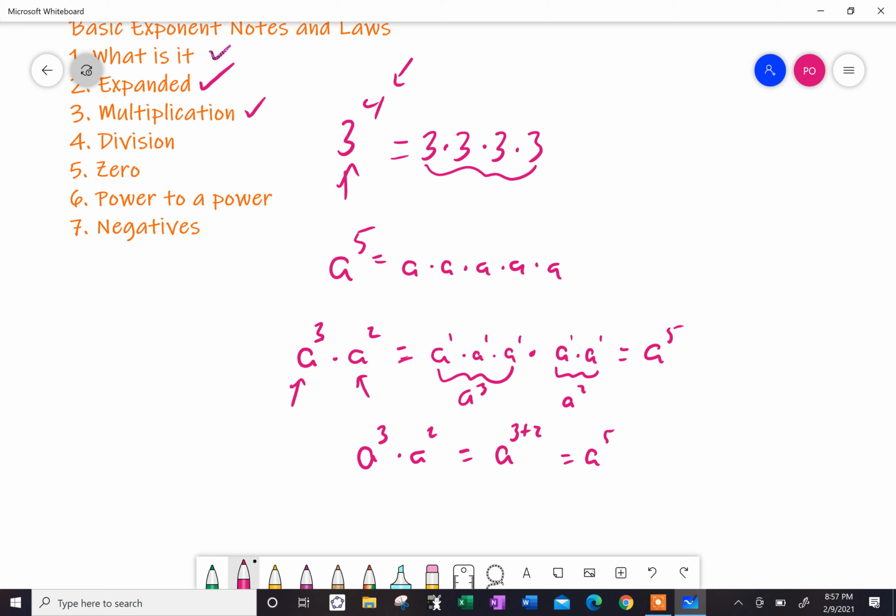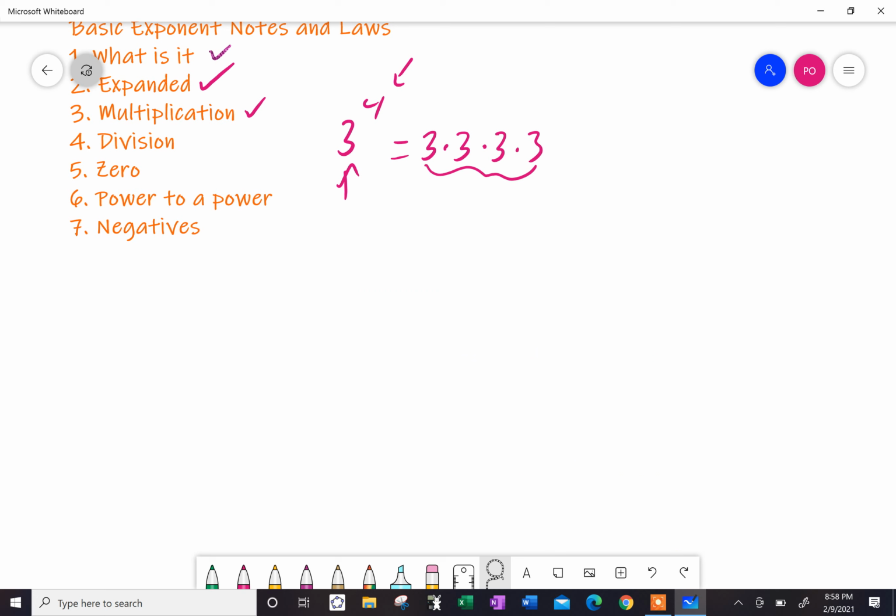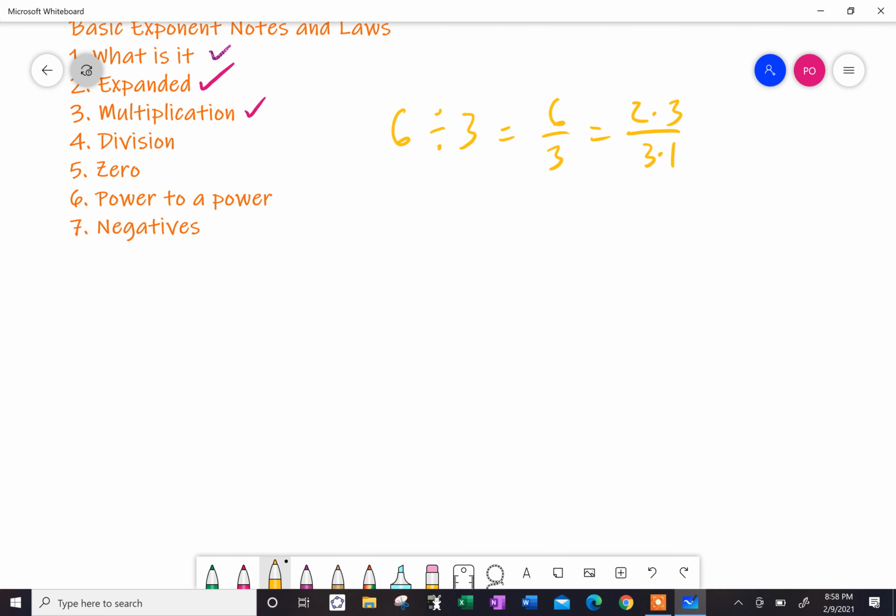Now you might say, well, what about division? And that's a great question because division's always a little bit funny. So check this out. You may or may not realize that when you're doing division, you can always do things as a fraction. So like 6 divided by 3 is really the same as 6 over 3. And 6 is really 2 times 3, and 3 is really 3 times 1, and look what you get. You end up with 2.